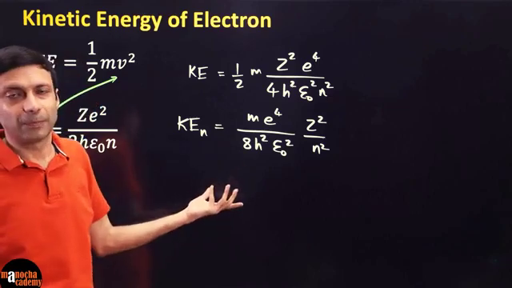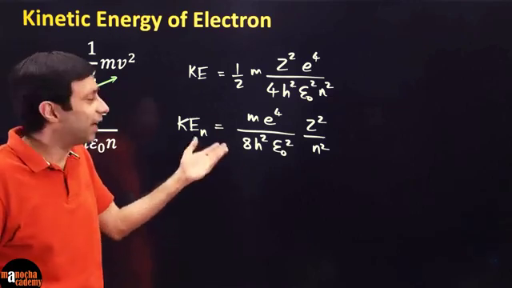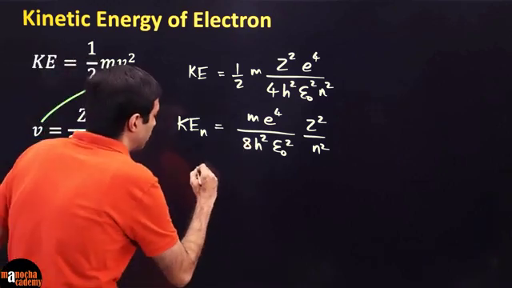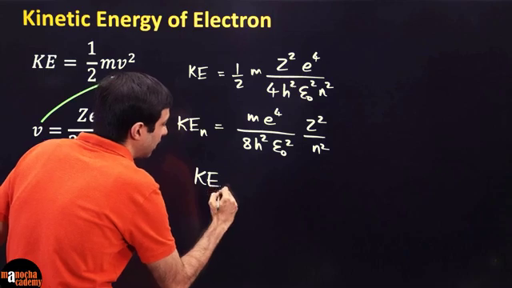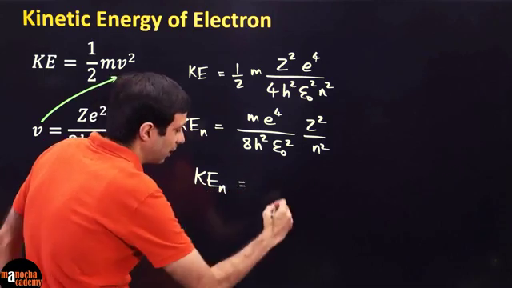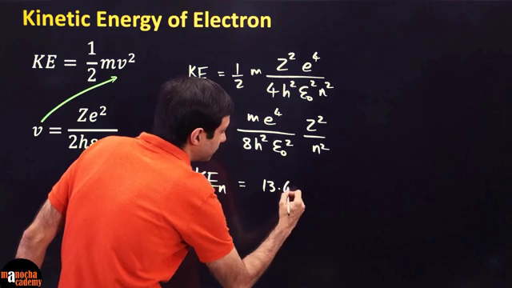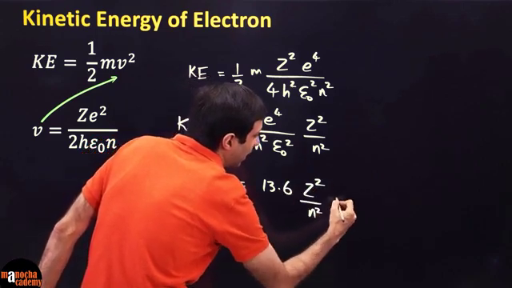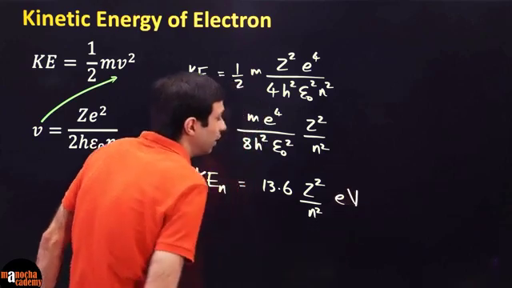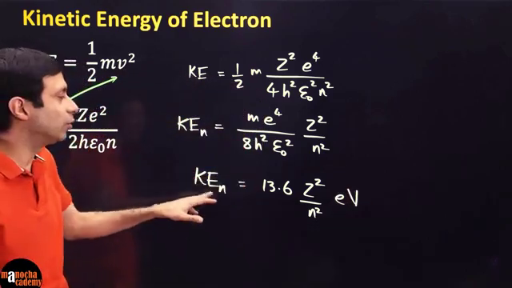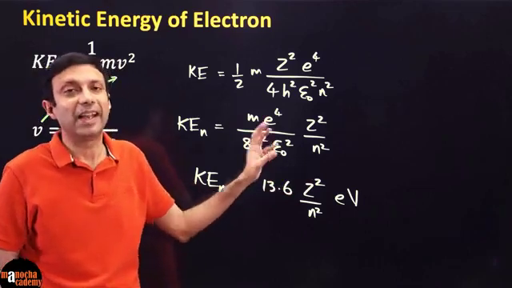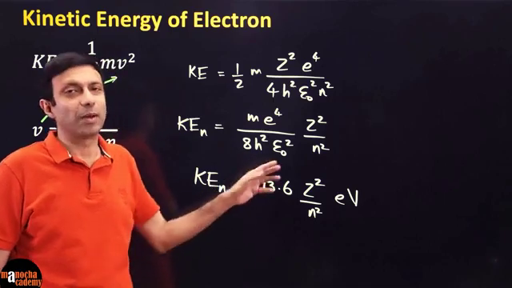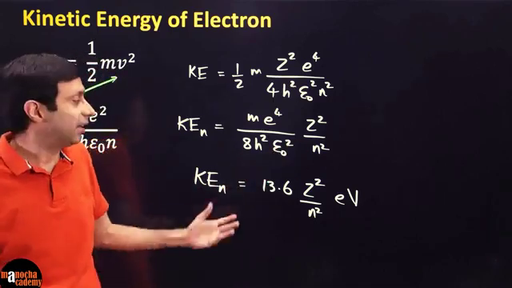Again, there's a shortcut trick here. So the scientists have gone ahead and substituted all these values. And so we know that if you work out this expression, the shortcut formula is kinetic energy in the nth shell is going to be 13.6 Z square by n square electron volts. So the unit here used when substituting the values, we have got kinetic energy in terms of electron volts. If you want it in terms of joules, you have to multiply by the charge of the electron, 1.6 times 10 to the power minus 19, then you'll get it in joules.